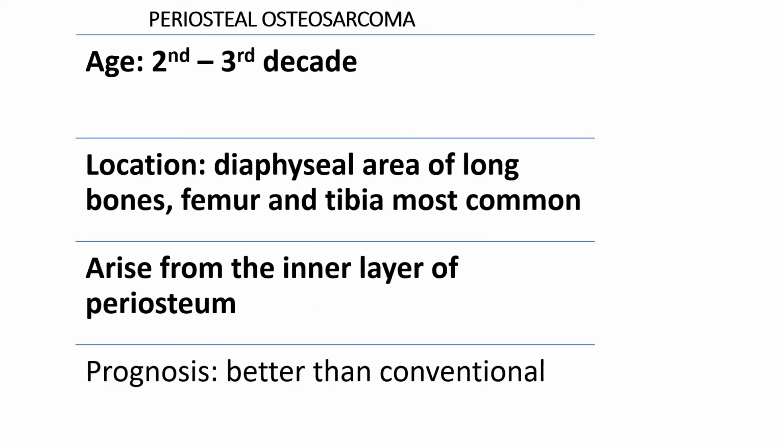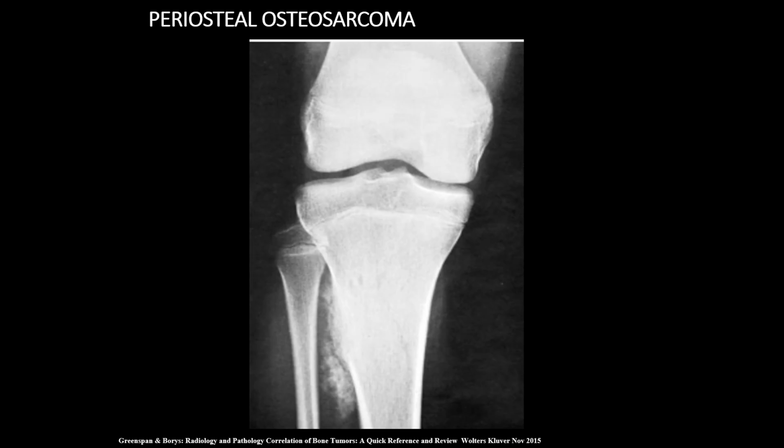Periosteal osteosarcoma is an intermediate grade osteosarcoma arising from the inner layer of periosteum. Mostly seen in the second to third decades of life, mostly located in the diaphyseal area of long bones, with femur and tibia most commonly affected, and has better prognosis than conventional osteosarcoma. This X-ray shows lucent fusiform mass on the surface of tibial bone with mineralization and sunburst appearance characteristic for periosteal osteosarcoma.